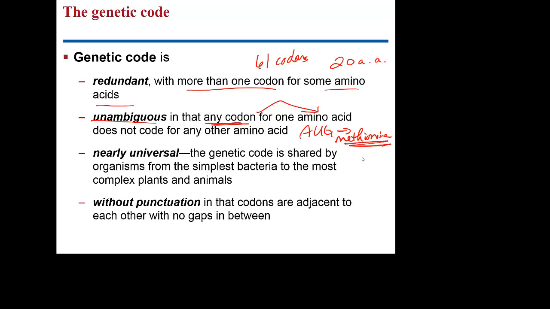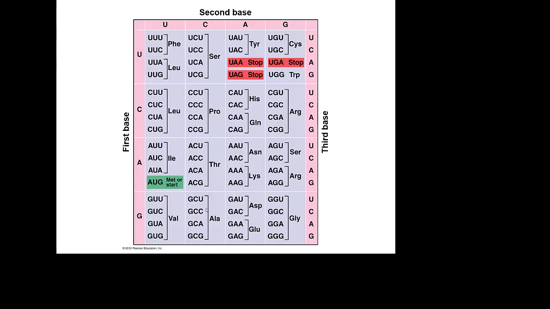That's it. It is what we call nearly universal because I can take the amino acids out of you, put them into another organism. I can take the DNA or mRNA out of another organism, put it into you. You're going to make the same amino acids. I have here that there's no punctuation. It's just like a big run-on sentence. Okay, so don't think about breaks or anything like that in it.